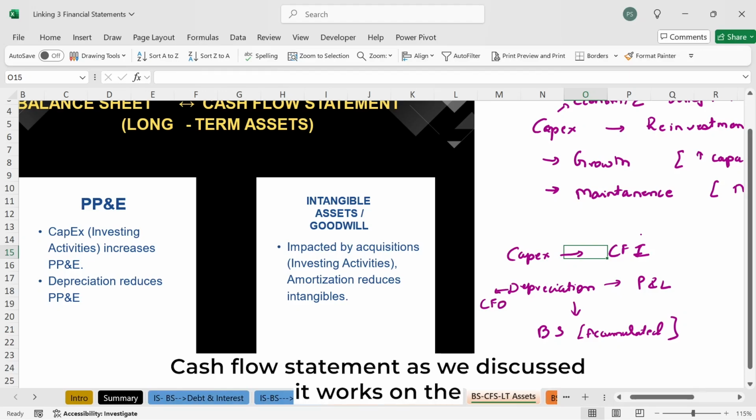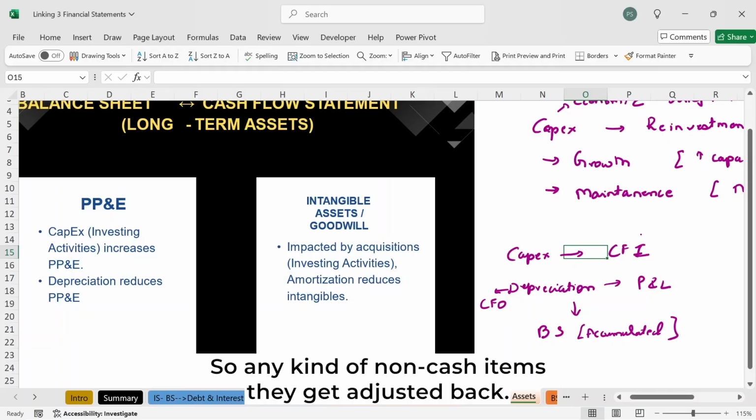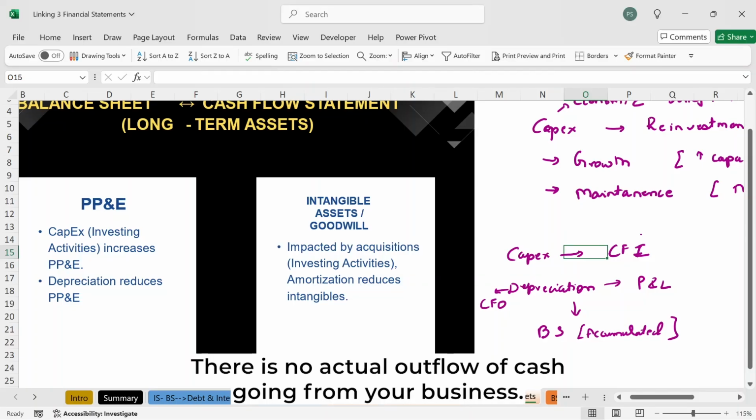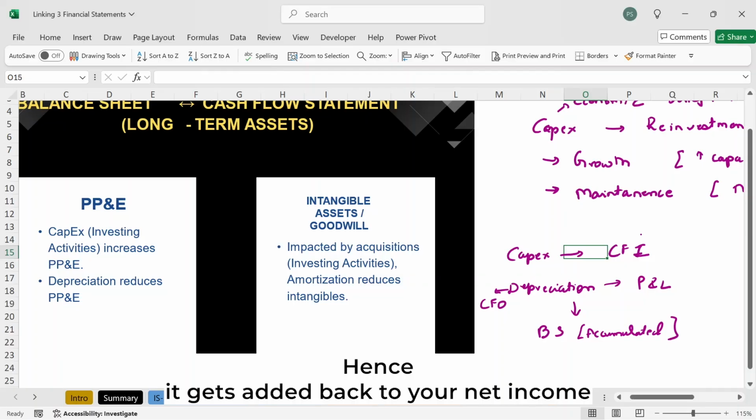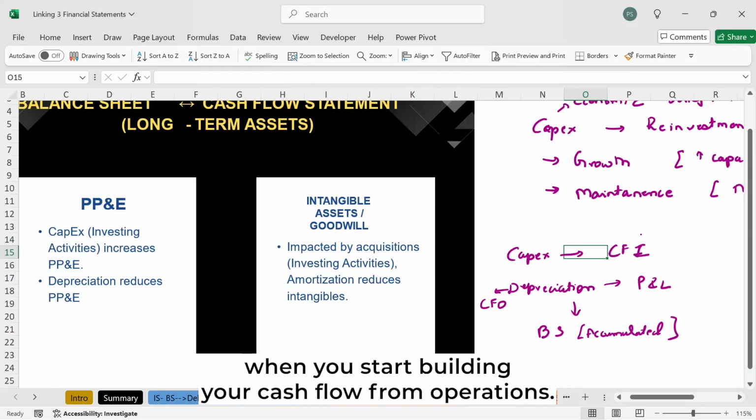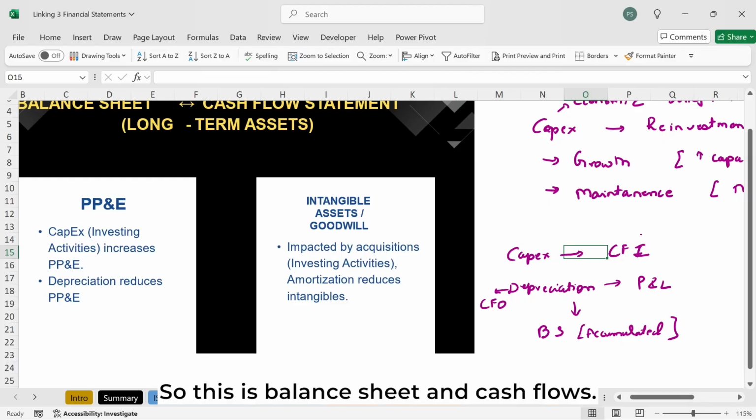And cash flow statement, as we discussed, works on the cash based accounting principle. So any kind of non-cash items get adjusted back. This is a non-cash expense. There is no actual outflow of cash going from your business. Hence, it gets added back to your net income when you start building your cash flow from operations. So this is balance sheet and cash flows.